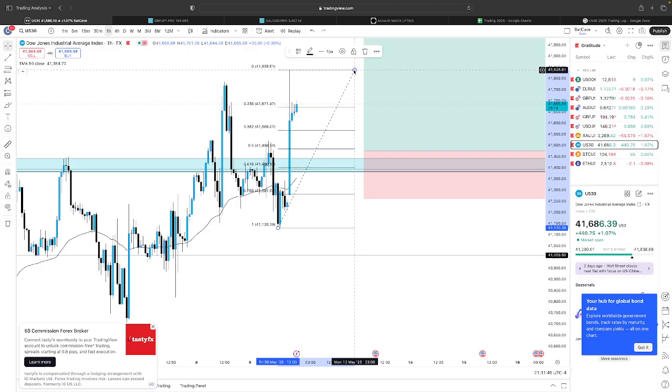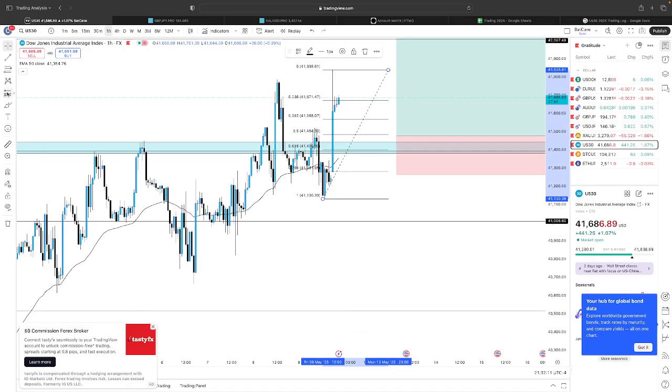So on a 1-hour time frame, as you can see, I created a Fibonacci from 41,000 to about 41,800, creating a 38.2% retracement of 41,500 and a 61.8% retracement of 41,400. Should price action reject from the supply and demand zone right around here.